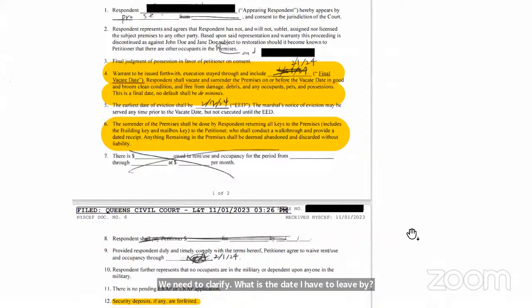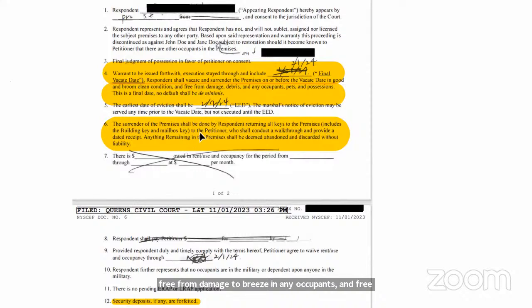So this is an example of a pre-filled out agreement form. Another holdover case. So warrant to be issued forthwith with execution stayed through and including February 1st, 2024. Final vacate date. Respondent shall vacate and surrender the premises on or before the vacate date in good and broom clean condition and free from damage, debris, and any occupants, pets, and possessions. This is a final date. No default shall be de minimis.